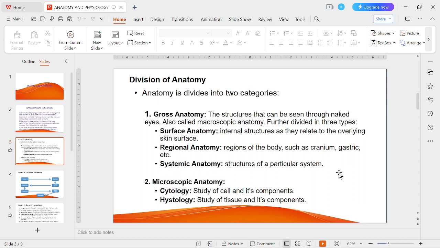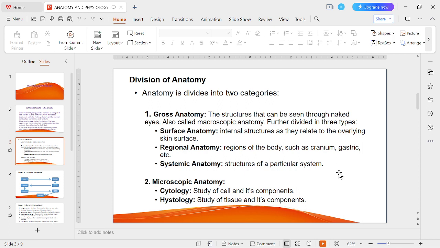It is further divided into three types. First is surface anatomy, that is the skin or the surface of any organ, any system, any layer. Second is regional anatomy. There are various regions in our body, peritoneal region, abdominal region, cranial region, pelvic region. So the structures lying under these regions come under regional anatomy. Third is systemic anatomy, that is structures of a particular system, for example respiratory system, digestive system, excretory system. So the structures coming under all these systems we would be studying in systemic anatomy.